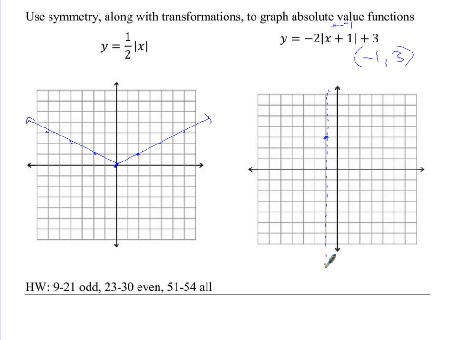All I got to do now is pick a point, and I'll have the whole V drawn already. Pick something that's going to be kind of easy, hopefully. Negative 1 we already have. Negative 2 would work. 0 would work. I like 0 personally. If I plug 0 in, I get 1. Absolute value of that is 1. 1 times negative 2 is negative 2. Negative 2 plus 3 is 1.